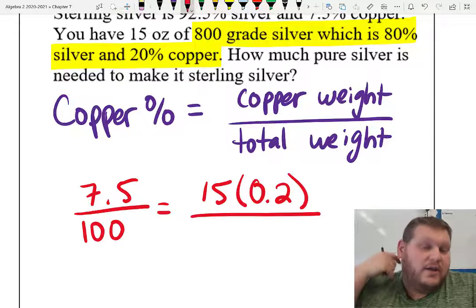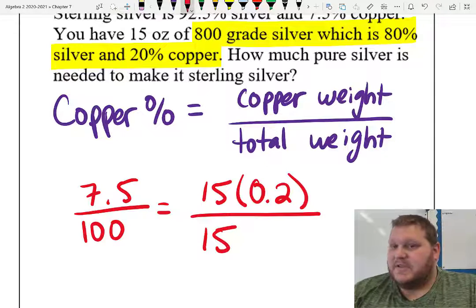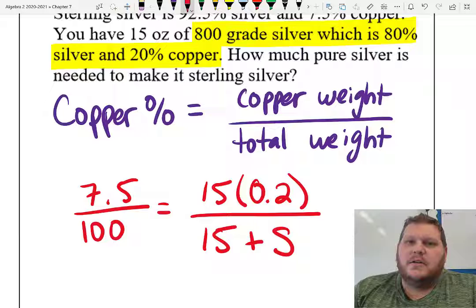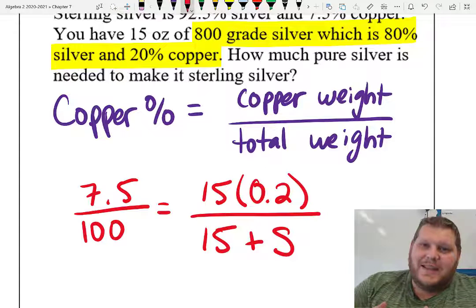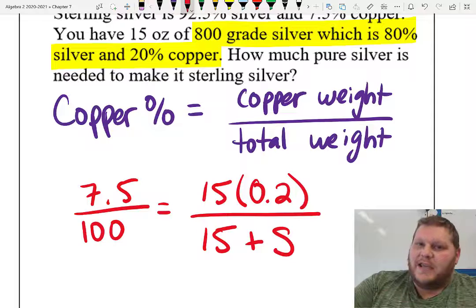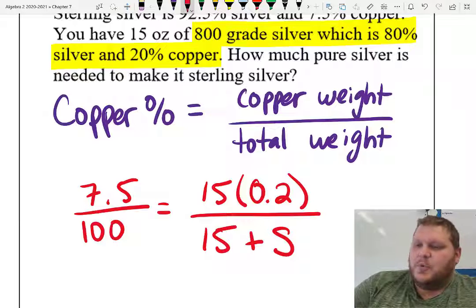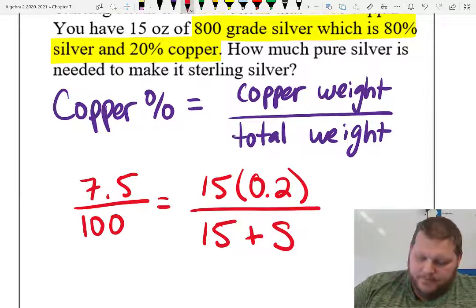So what we're trying to figure out here is how much silver we need to add to that mixture in order to get it to be 7.5% copper, where our total weight right now is 15 ounces. But we need to add silver to that mixture until it reaches that 7.5% copper. So again, we have enough copper to make up 7.5%. We're trying to add more silver to it until it gets to that perfect ratio of 92.5% silver to 7.5% copper. So this is going to be our equation. 15 times 0.2 tells us how much copper is in the mixture already. 15 plus how much silver I add to it is going to be our total weight at the end.